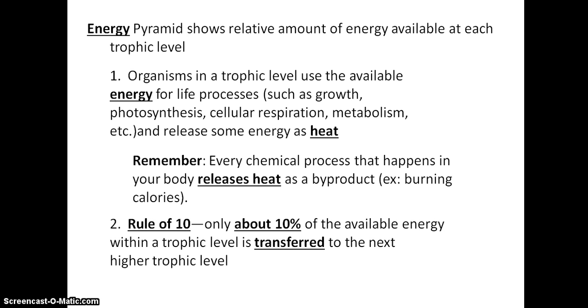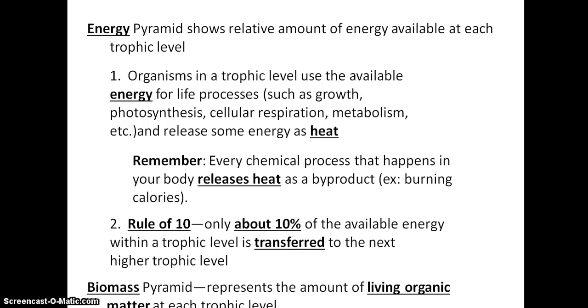The rule of 10. Only about 10% of the available energy within a trophic level is transferred to the next higher trophic level. You are burning 90% of the calories that you eat just to stay alive. Only 10% is available to be transferred to the next higher trophic level. And a biomass pyramid represents the amount of living organic matter at each trophic level.